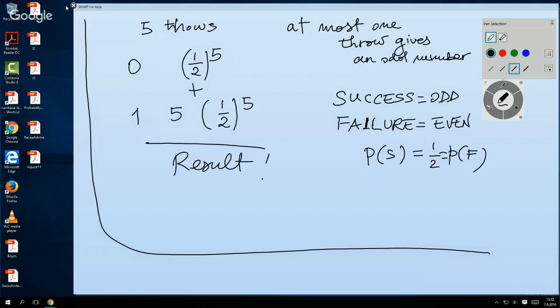The probability of getting at most 1 odd number is the probability of getting none of them plus the probability of getting 1, because it's either 0 or 1. 4 points from the Russian jury. And now we get to the Icelandic jury.